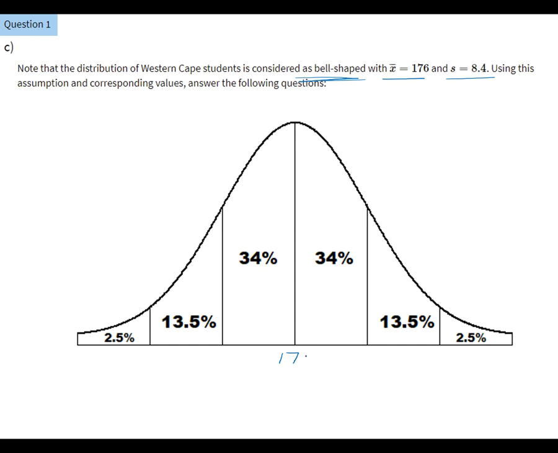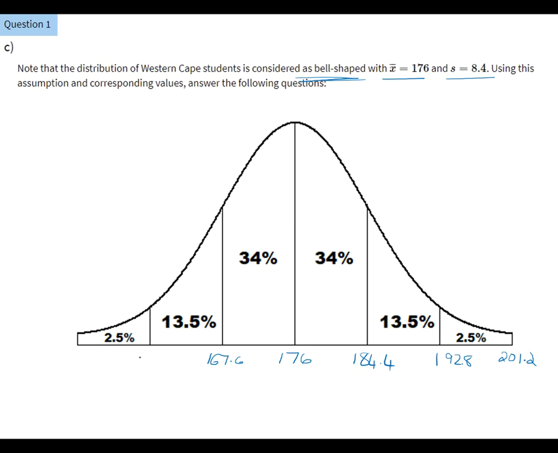So first thing I'm going to do is I'm going to write my x-bar value here. My mean is 176. Then I'm going to go calculate the mean plus 1 standard deviation. And I find that that is 184.4. My value 2 standard deviations above the mean is 192.8. And 3 standard deviations above the mean is 201.2. Now, if we do it on the other side as well, we will get that a value 1 standard deviation below the mean is 167.6.